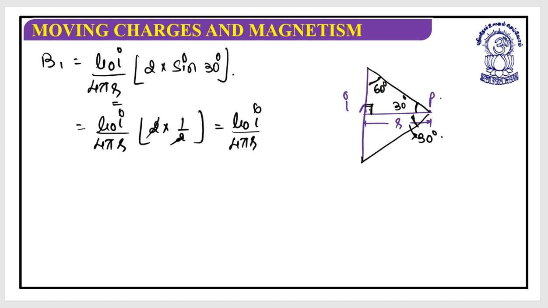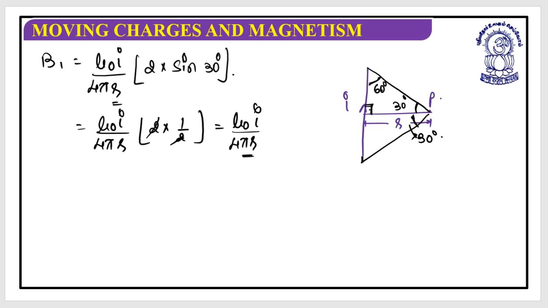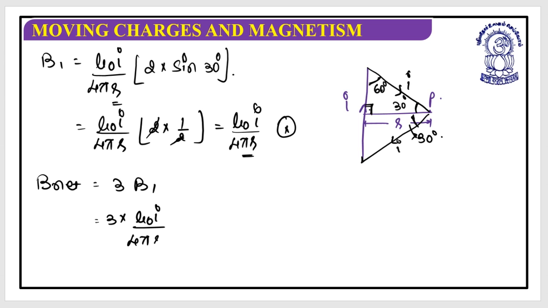Is it clear? Great. Now this is mu naught I by 4 pi r, but this is for one segment only. So B net should be equal to 3 times B1. Yes, current is flowing in the same fashion, that means in the clockwise fashion. And when current is flowing in the clockwise fashion, the magnetic field due to all three segments will be inside the plane. And when it is inside the plane, it is going to add up. So this is 3 times B1, 3 times mu naught I divided by 4 pi r.